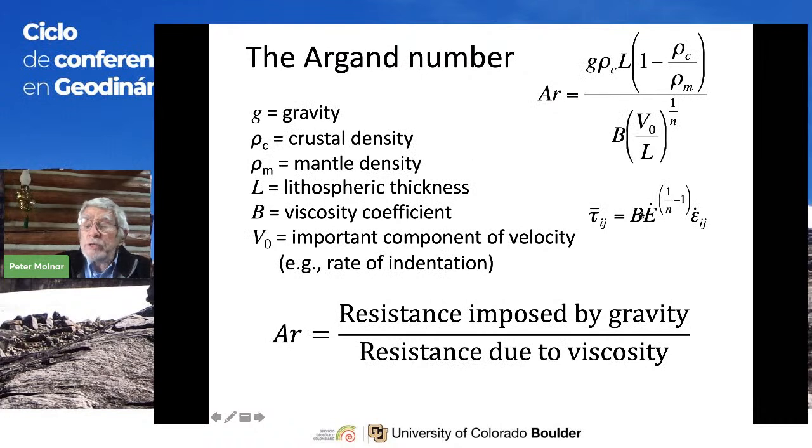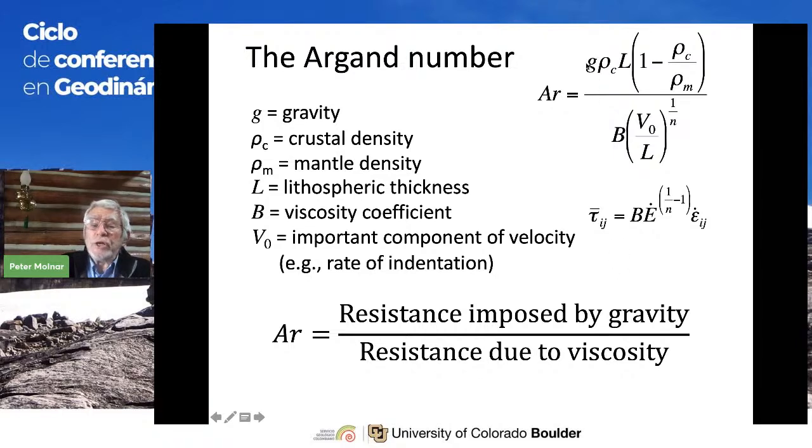One of them is the n in this relationship relating strain rate, the second invariant of the strain rate tensor, to the stress. One of the two dimensionless numbers we need to know is n. The other one is called the Argand number. It's a big equation. I'll say more about this. But think of this as the ratio of the resistance imposed by gravity to the resistance due to viscosity.